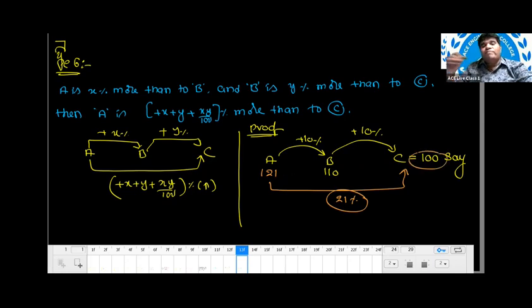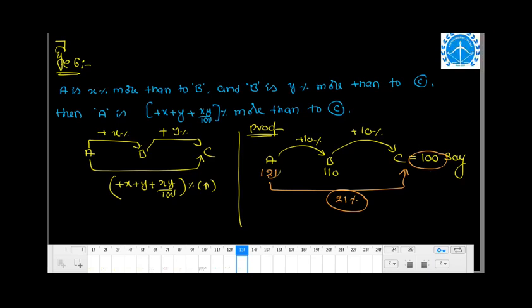Any number compared with 100 gives the same percentage. Compare with 100: 1 is 1%, 10 is 10%, X is X percentage, Y is Y percentage, 50 is 50%, 2 is 2%. Is it okay, Girija? So compare with 100.